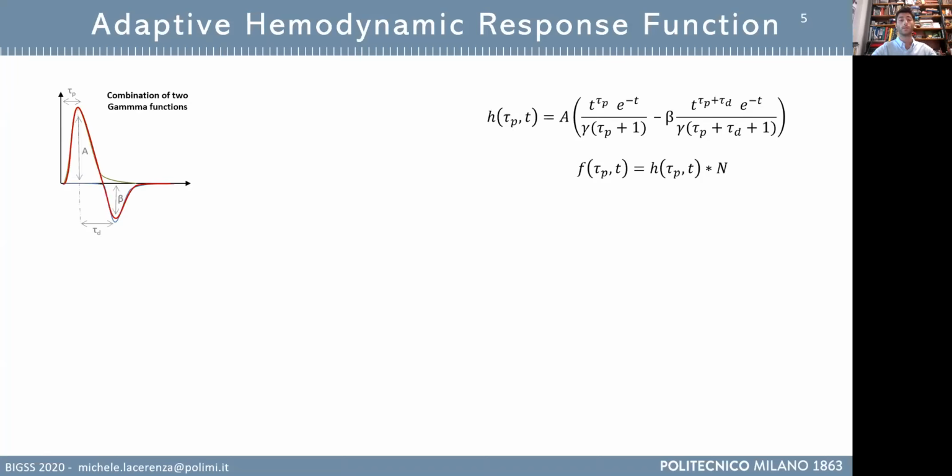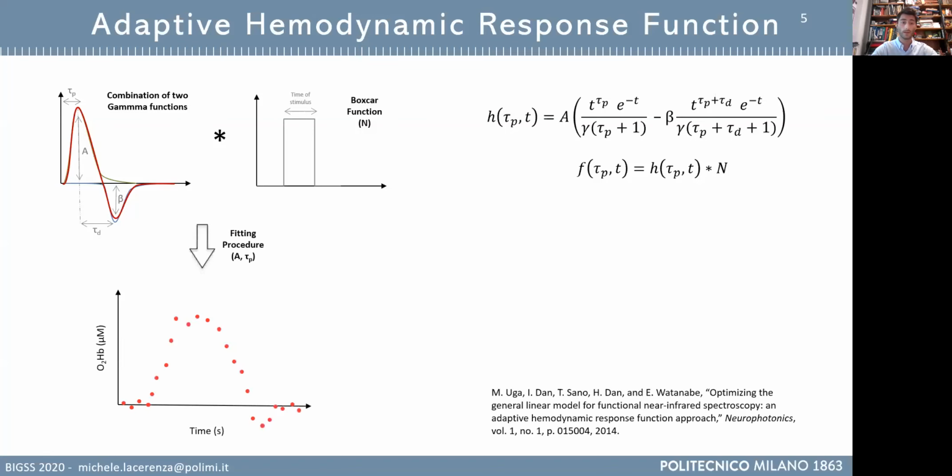It is the combination of two gamma functions, as you see in the pictures, and four main variables: tau p, a, tau d, and b. A is the amplitude of the first gamma function, b is related to the amplitude of the second gamma function, and then we have the two delays of the two peaks. This function is then convolved with the boxcar function that gives information on the stimulus time.